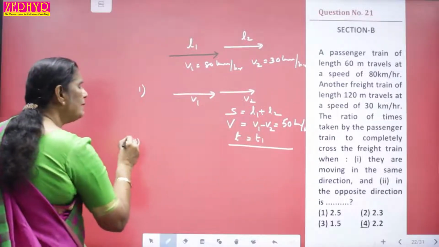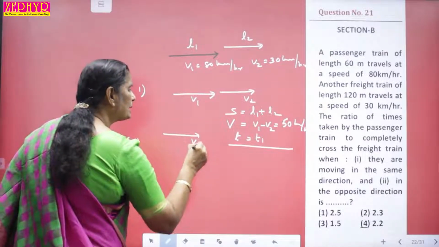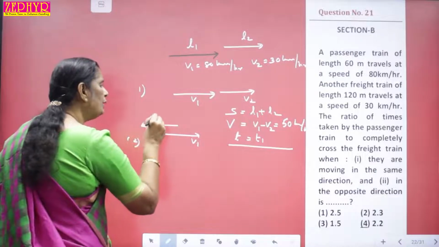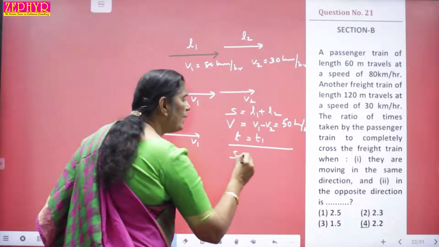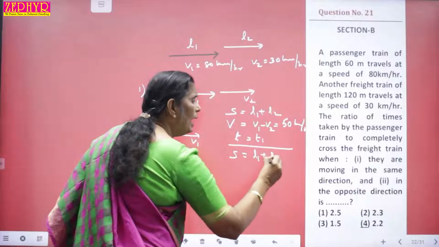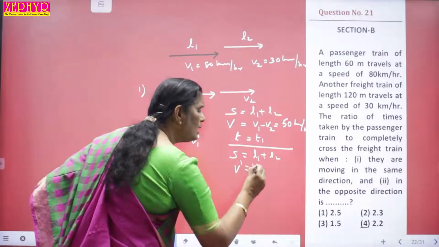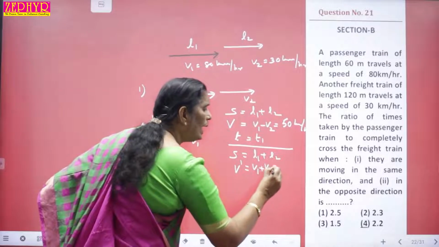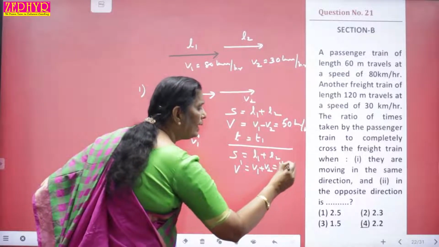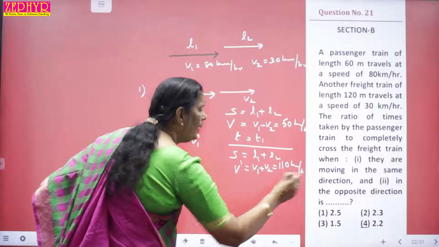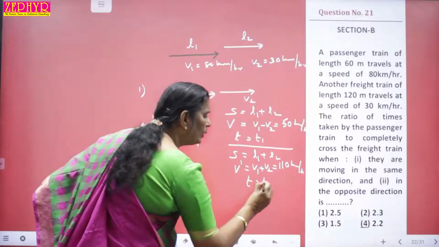And the second case is, they are moving in the opposite direction, and this is V1 and this is V2. So then also the time taken by them to cross each other will be L1 plus L2, and for the relative velocity I will go for V dash. It will be V1 plus V2, 80 plus 30, that is 110 kilometer per hour. Then I will take the time as T2.